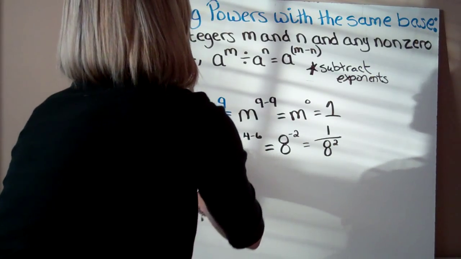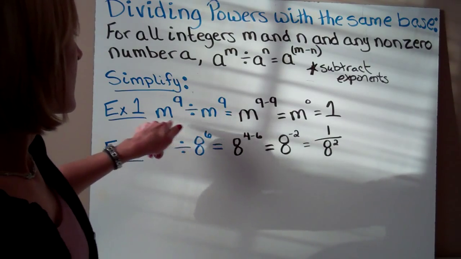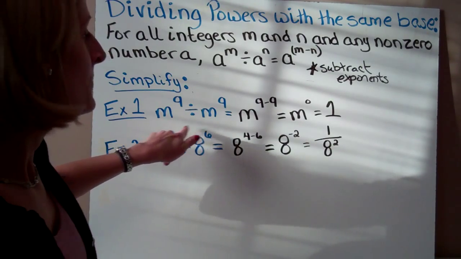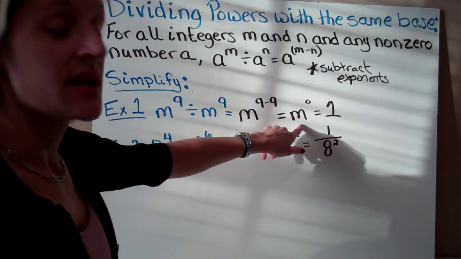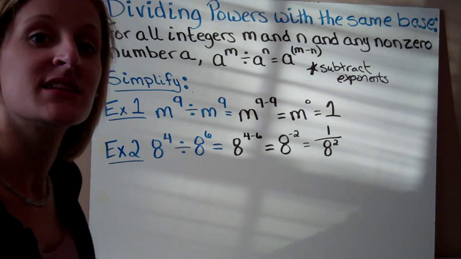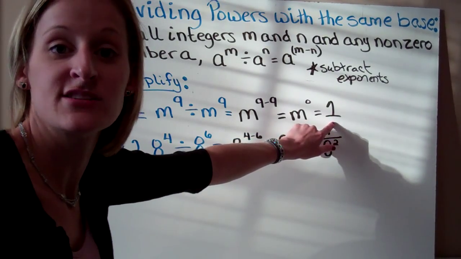So let's look at this first one. M to the 9th divided by m to the 9th. Same base, okay? You can do 9 minus 9, those are my exponents, which is m to the 0 power. We know anything to the 0 power is 1, so you can automatically put 1 as your simplified answer.